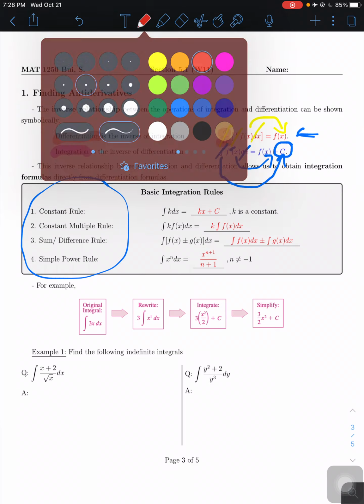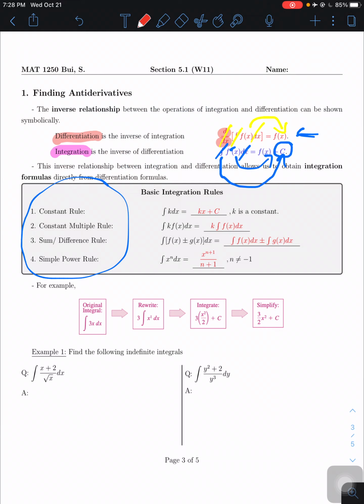So the first one, the integral of k is kx. Originally you just have a constant, then you pop out an x. And then for the constant rule, the k is brought outside, just like how we take the derivative of, say, 2x. The 2 is brought outside, and you focus on taking the derivative of x. And the sum and difference rule is just splitting them out, right? Originally you start with one integral for two functions. Later on you split it into two integrals, one for each function. And then the last one is the simple power rule.